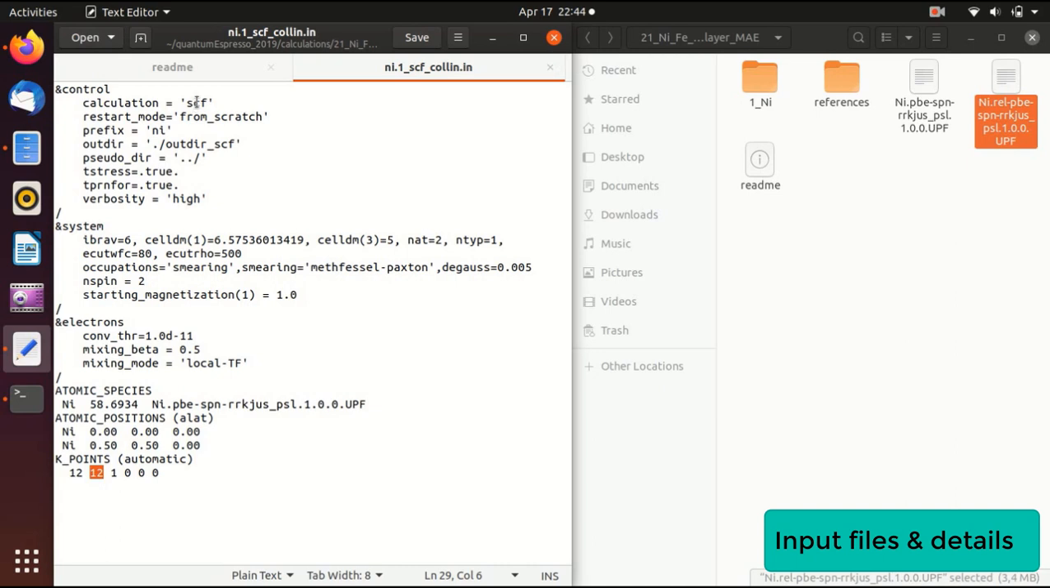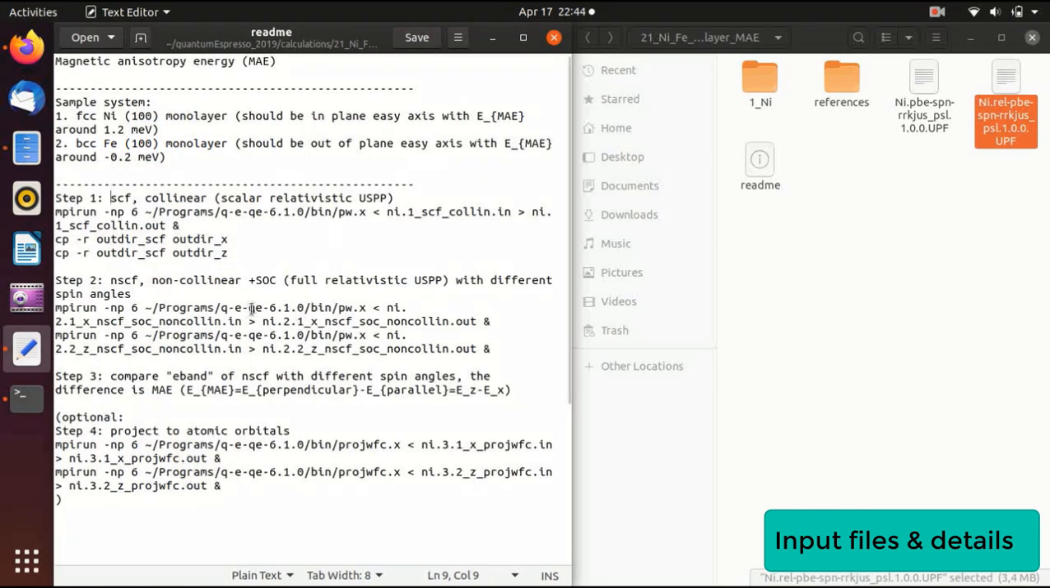For the non-self-consistency step, you need to go to 50 by 50. But here, for demonstration, this is okay. We use 12 by 12 by 1. Okay, so that's the input file for the self-consistency calculation.